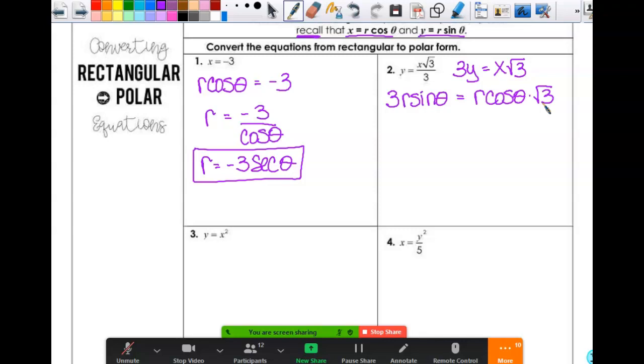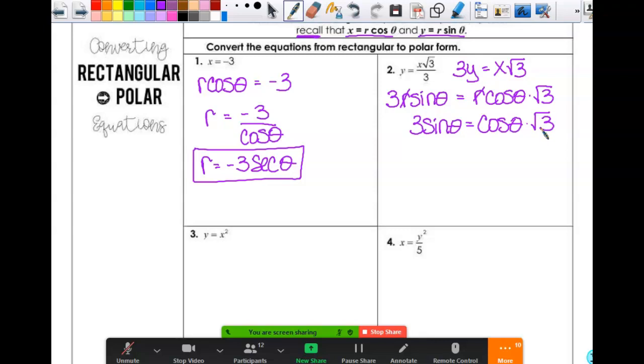So I could divide both sides. I can actually divide the r out. If I divide both sides by r, the r's are going to cancel each other out. So I get 3 sine theta equals cosine theta times the square root of 3. So I no longer have any r's, which is okay, because remember, I can just have an r equals or a theta equals. So at this point, I'm trying to solve for theta then.